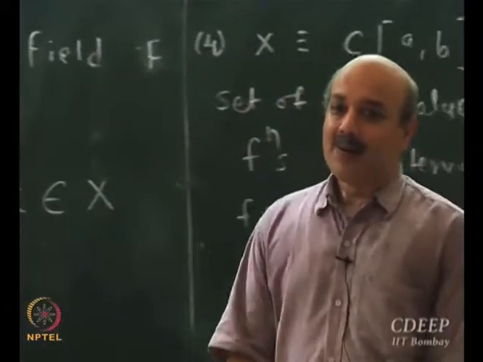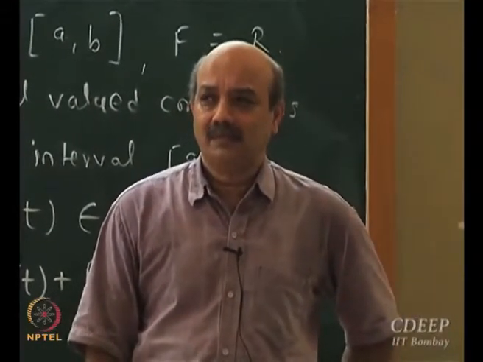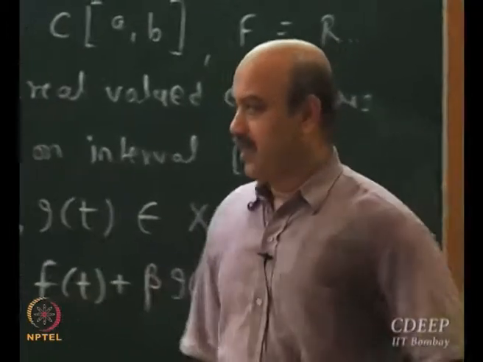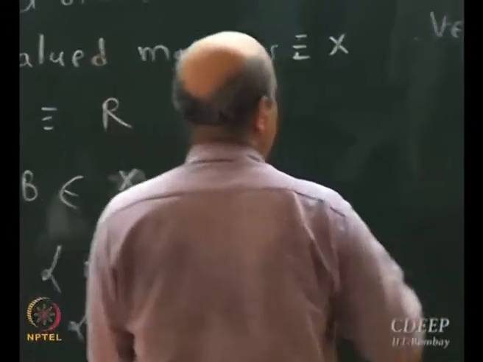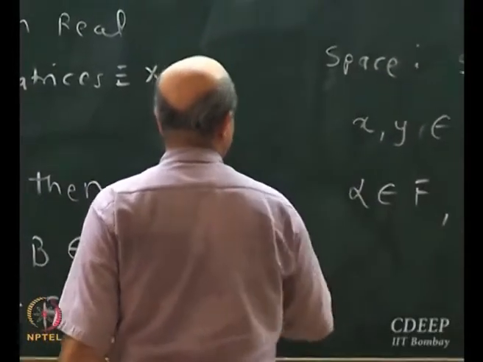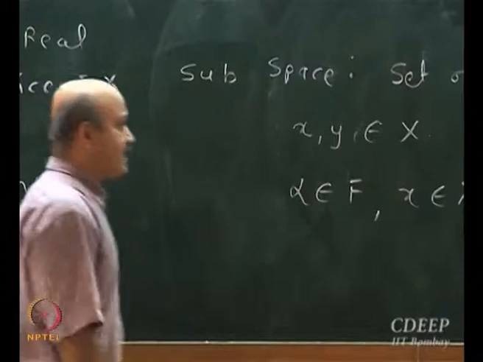There is a condition that there is a neutral element which is required for a subspace. Where does it come from? So let's define what is a subspace. So I want to define a subspace.